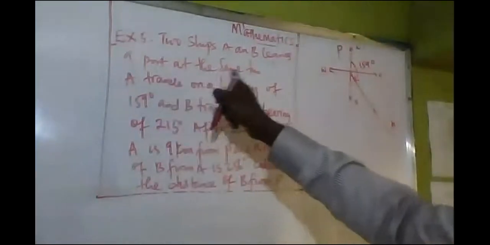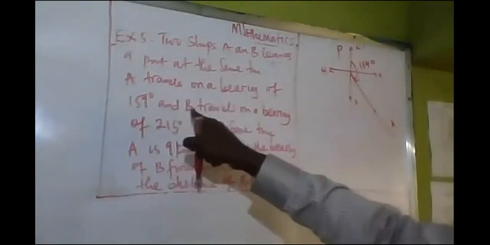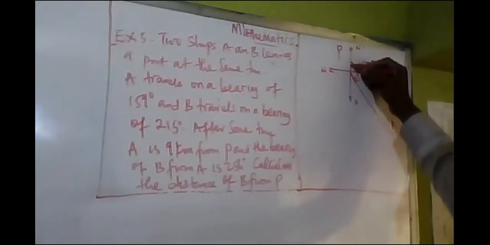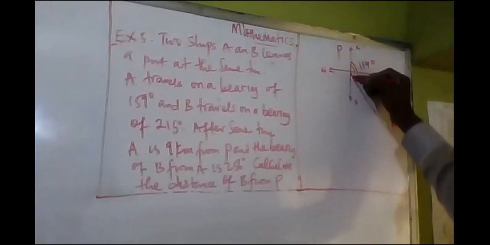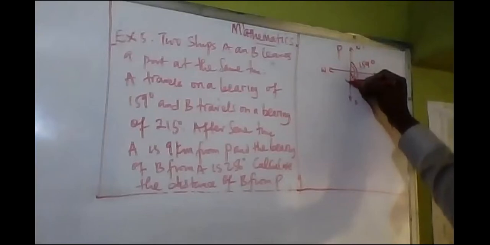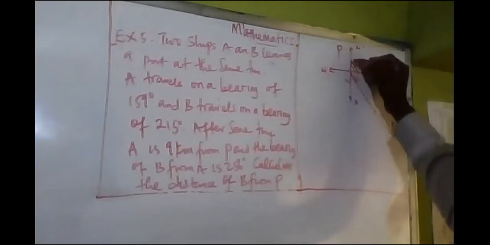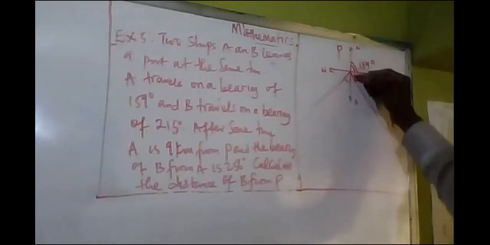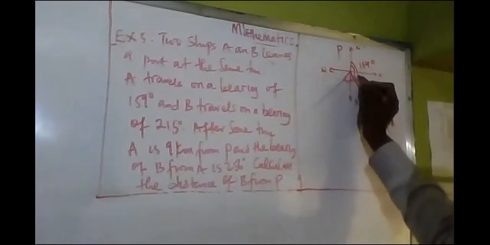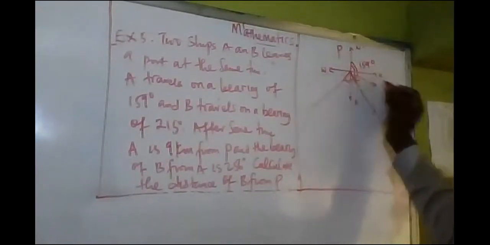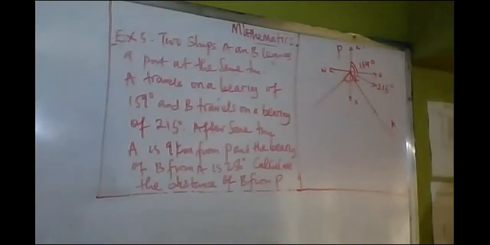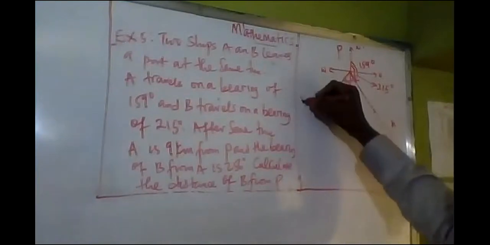So from the port at the same time, A travels on a bearing of this and B travels on a bearing of 215 from the same port. So you start 215. 90, 180 is not up to 215. This one will be 270, so it should be within 270, but don't cross 270. If you enter the next one, it's 360. So from this place to this place, 215. Because I can't write 215 here, I'll use an arrow to indicate that this second line is 215 degrees. So that is it. Now, this is A, this one is B.